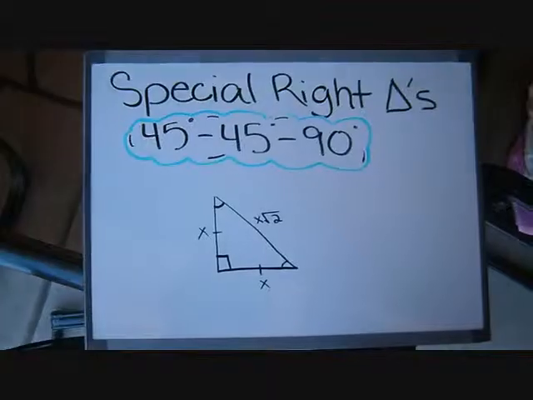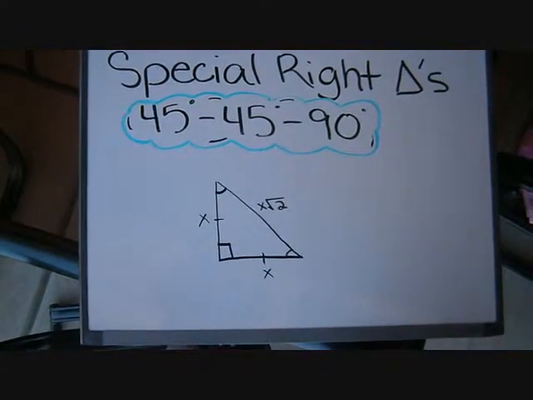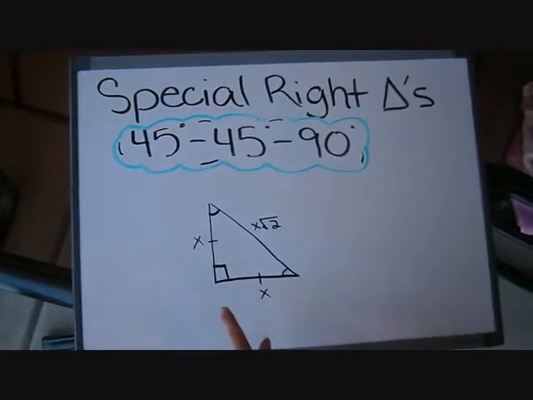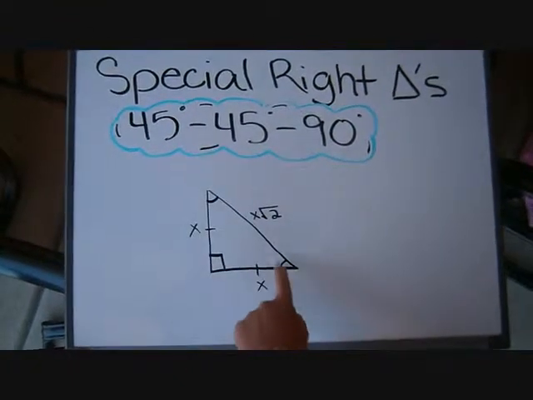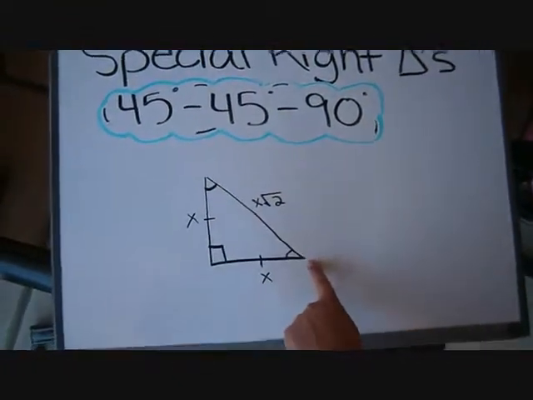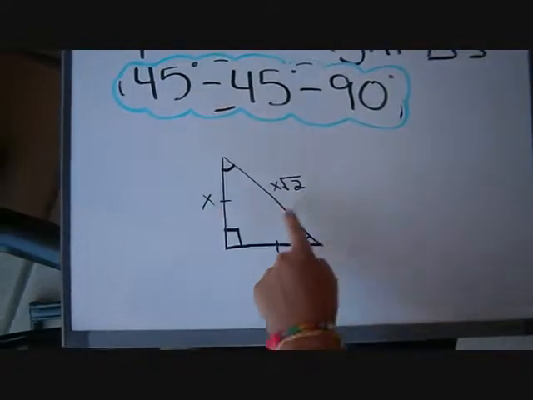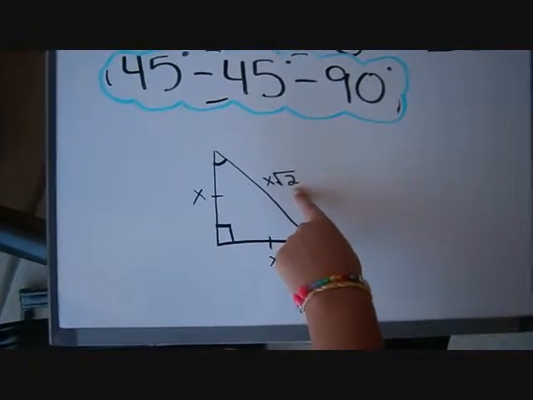Next we're going to learn about a second type of special right triangle, a 45, 45, 90 triangle. These triangles have one 90 degree angle measure. They also have two 45 degree angles. Across from the two 45 degree angles are equal to x. The side across from the 90 degree angle is x multiplied by radical 2.